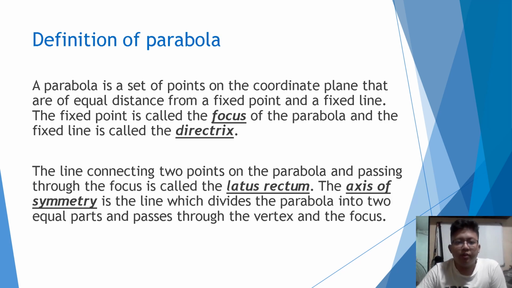For the definition, a parabola is a set of points on the coordinate plane that are equal distance from a fixed point and a fixed line. The fixed point is called the focus, and the fixed line is called the directrix. The line connecting these 2 points on the parabola and passing through the focus is called the latus rectum. The axis of symmetry is the line that divides the parabola into 2 equal parts and passes through the vertex and the focus.